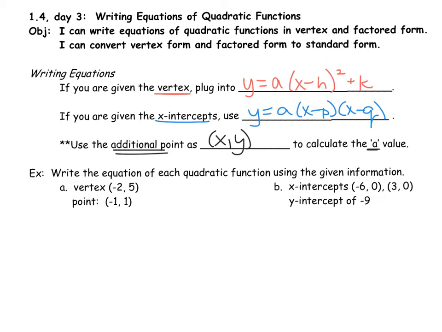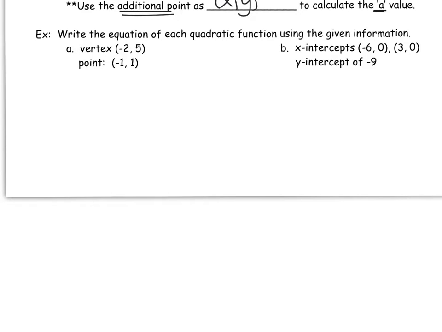It says write the equation of each quadratic function using the given information. Example A gives us the vertex of -2, 5 and an additional point, -1, 1. Our quadratic function then goes through those two coordinates. Since we're given the vertex, we're going to start with vertex form. I'll write out the general template, y equals a times x minus h squared plus k. We'll use the vertex for the h and the k, so we'll substitute that in first. Y equals a times x minus -2 squared plus 5.